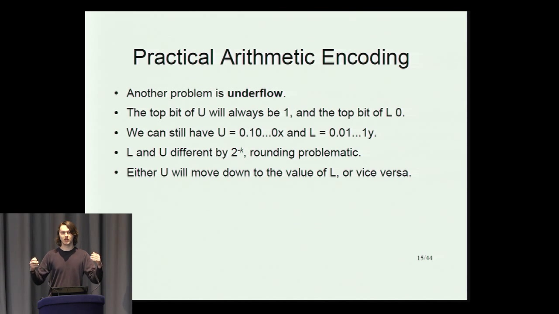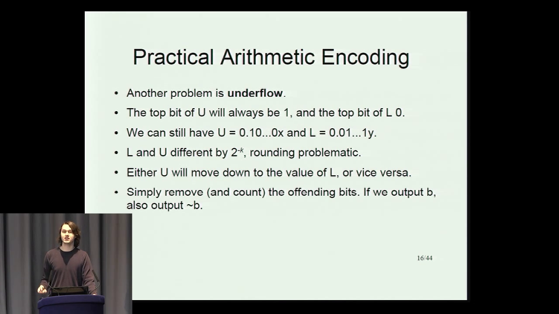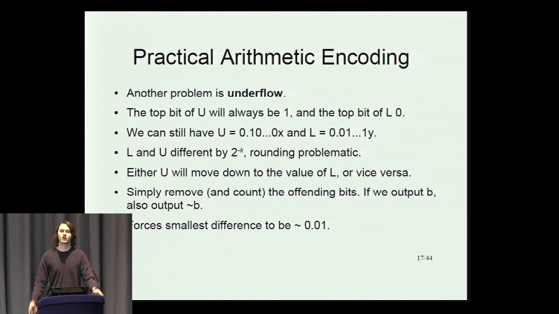Because u will either move down to l, or l will move up to u, the only two bit patterns we'd ever output were 1 and then many zeros, or a 0 and then many 1s, which means you only really need to retain the top bit to know what the next few bits were going to be. So we take our bit pattern, we cut out all these zeros and 1s in the middle, and we make a count. The next time we output a single bit, that b, we also output that count of the inverse of that bit, and then clear our counter. And this equates to the same thing. And so if our counter is a reasonably big counter, we can then hope to cope with billions of bits of underflow, which is as much as we'd ever need to cope with. And this forces our smallest difference between our upper and lower bounds to be about 0.01, which is significant enough that we won't have rounding issues.